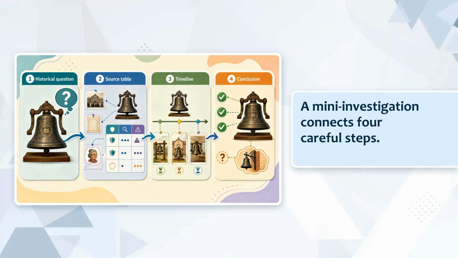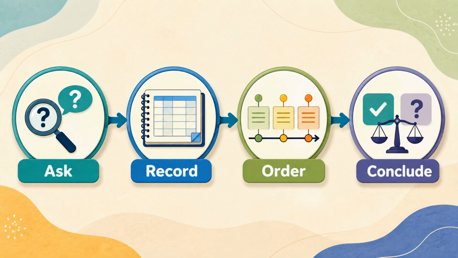The 4 stages form one complete investigation path. A mini-investigation connects 4 careful steps. Question, source table, timeline, and conclusion each build on the previous stage. The focused question tells us which evidence matters. The source table keeps provenance, information, and limits organized. The timeline then shows how findings relate in time, while the conclusion states only what the evidence can support.